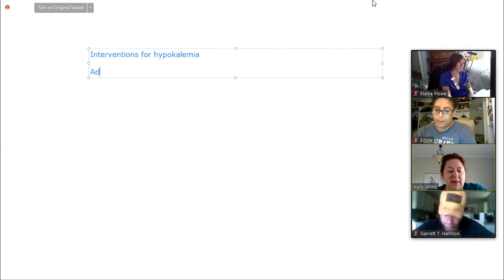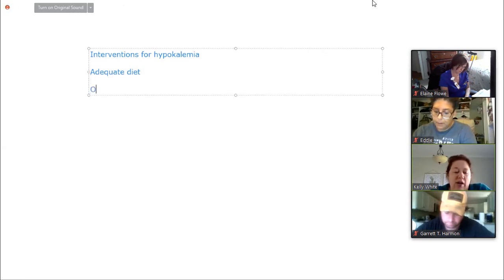So we're going to make sure that they have an adequate diet full of lots of potassium. That's going to be like green vegetables, carrots, tomatoes, bananas, some milk and milk products, whole grains. There's a whole list. So we're going to encourage people to eat that. Okay, so adequate diet. Then we have our oral replacement therapy.